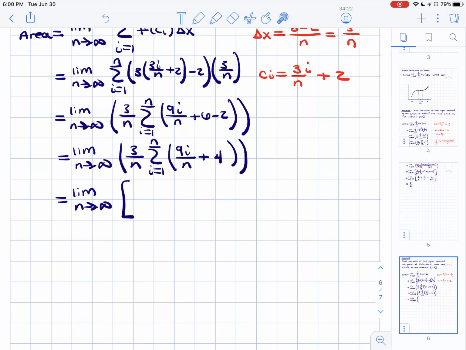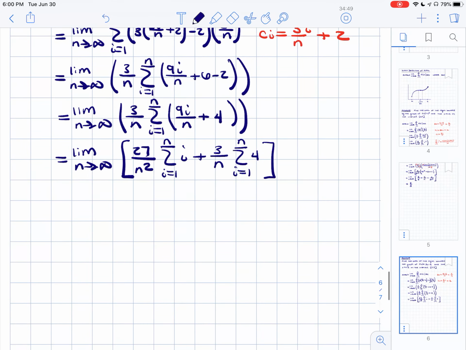All right, so with the first one, the 9 over n can be pulled out front with the 3 over n. So that would become 27 over n squared times the sum from i equals 1 to n of i. All right, and then for the second one, we'll just have 3 over n times the sum from i equals 1 to n of 4.